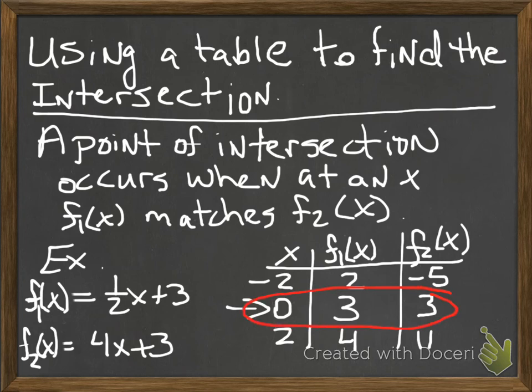But basically at 0 we would see 3. And we see 3, 3 for F1 and F2 at 0 at the same time. Notice there it's at the same time. So what does that mean? That means that that is the solution. 0, 3 is the point of intersection, so that would be the solution for that system. So that's one way we can use a table to our advantage to find that.